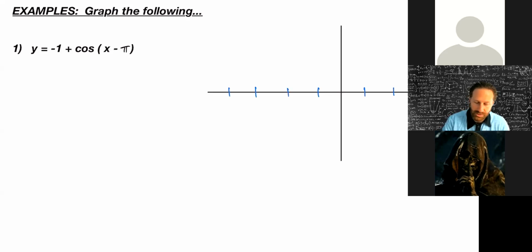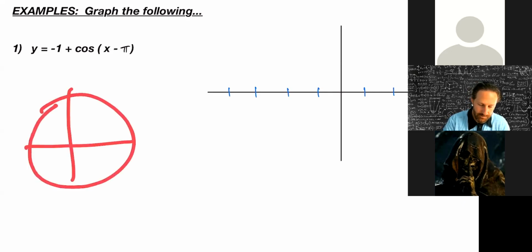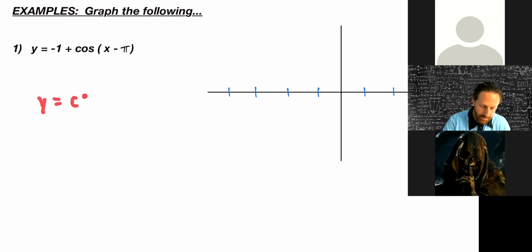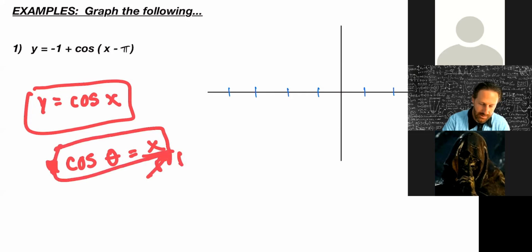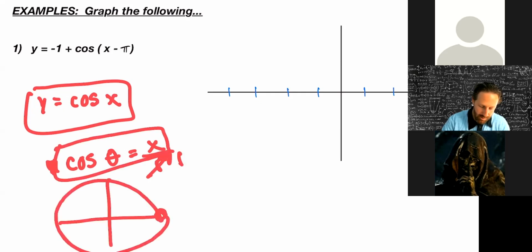Remember what we said cosine would be on the unit circle? If I was to graph this, I know cosine of any angle is always equal to the x over r. And if we're on the unit circle, then we're just looking at the x, right? And we know on the unit circle, where do our x's start at? 1, and then they go to what?